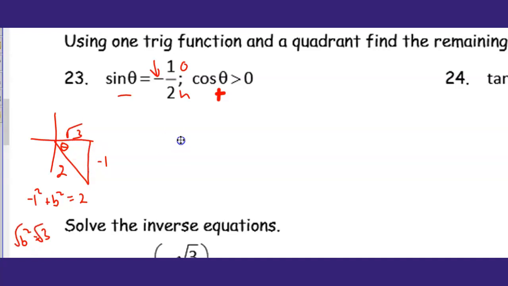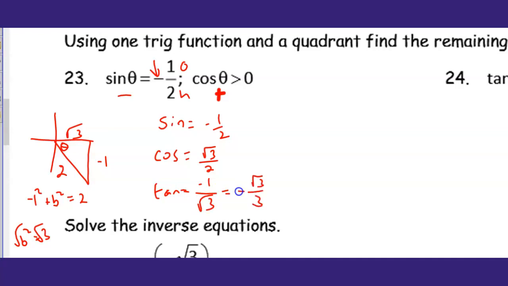Now I'll find my trig functions. We know what sine is. Sine is -1/2. Cosine is going to be adjacent over hypotenuse. Man, that looks familiar, doesn't it? Tangent equals opposite over adjacent, which, when you rationalize it, becomes -square root of 3 over 3.